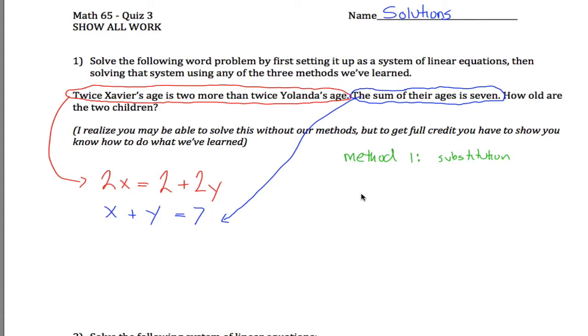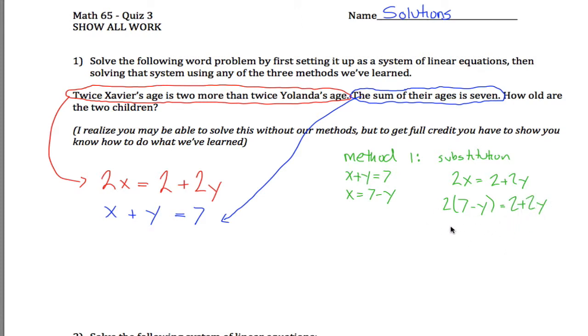x plus y equals 7. I can take that x plus y equals 7, and I can subtract y from both sides to get x equals 7 minus y. And then I could take that and I could substitute it into my first equation. So my first equation says 2x equals 2 plus 2y. But instead of writing 2x, I could write 2 times this thing that I just figured out x was equal to. 7 minus y is equal to 2 plus 2y.